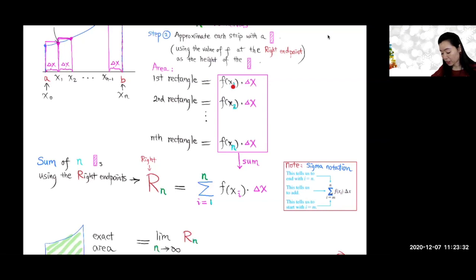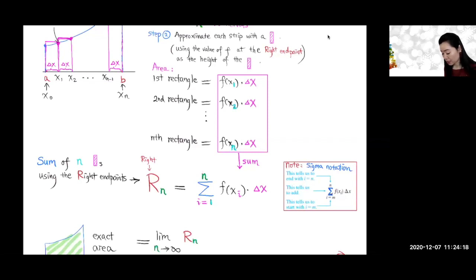Every term here is actually f of x1. This is f of x2. The last one is f of xn. So the index changed from 1 to 2 to 3 to 4 all the way to n. We use i here to stand for the index, and i starts from 1 and ends at n. From one term to the next, you always increase the index by 1, and you stop when you reach n.